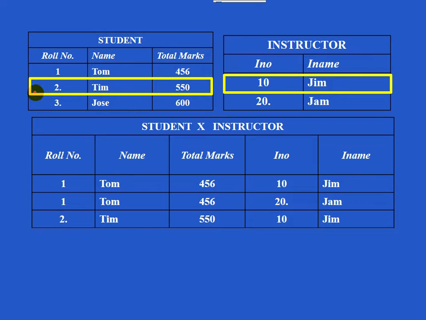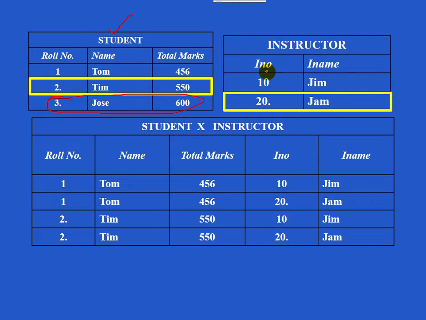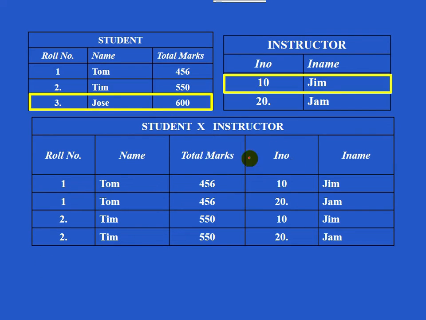Continue this process. The second tuple of the first relation concatenated with the second tuple of the second relation. This will give you the fourth tuple of the resultant relation. You can see they are placed together. Again, the third tuple of the first relation should be concatenated with the first tuple of the second relation. That will give you the fifth tuple of the resultant relation. So these two tuples are going to be placed together. That will give you the resultant tuple.